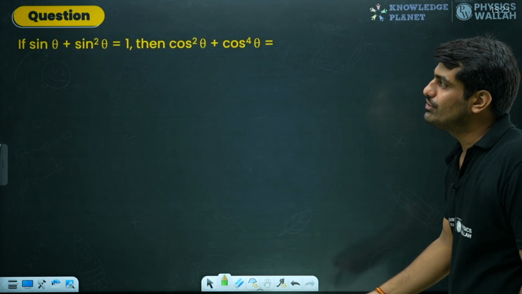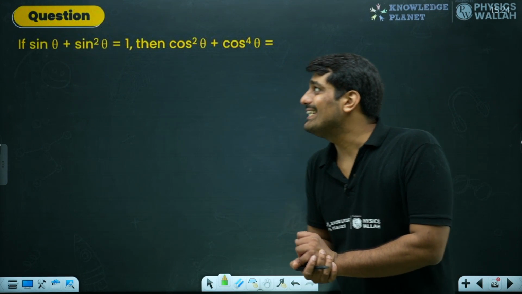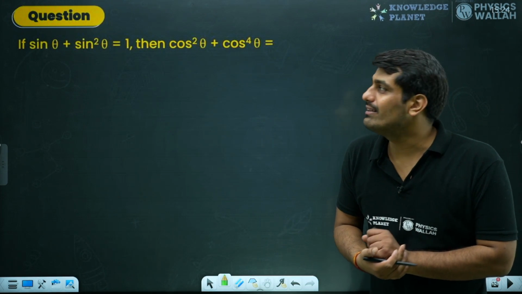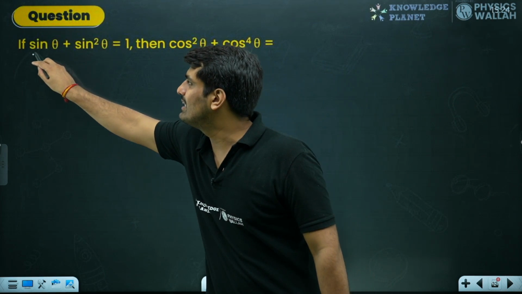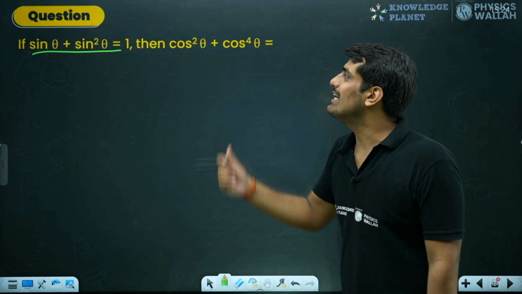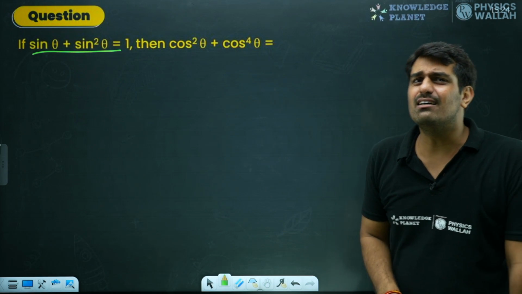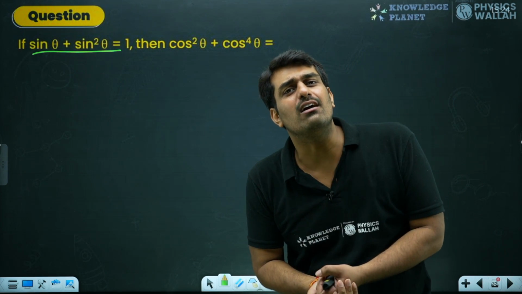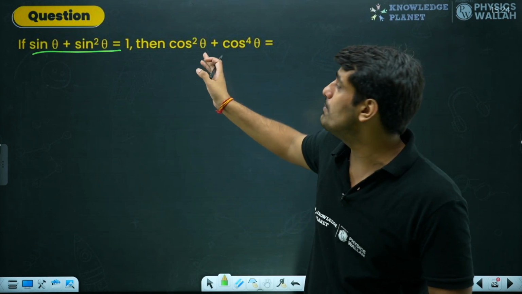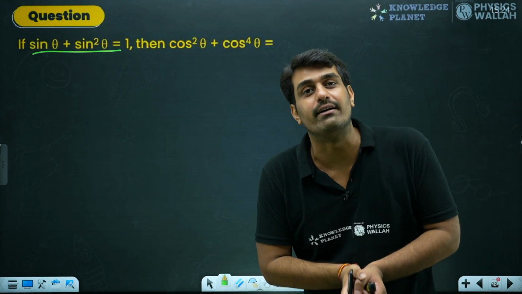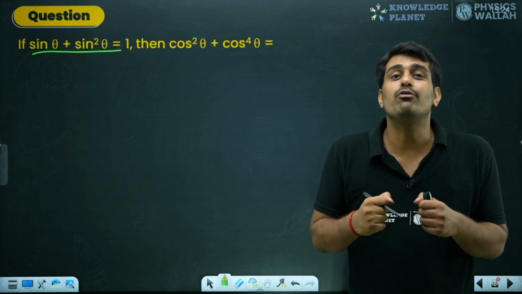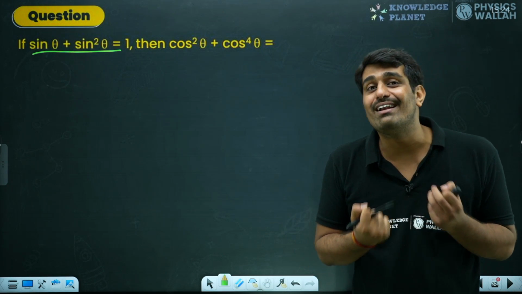Here we have the next question, which says sin theta plus sin square theta is given to you as 1. This is given to you as 1. And now they are asking for cos square theta plus cos raised to the power 4 theta. Sir, we have only dealt with square terms. They are asking for the power 4. How will we be able to do it? See, that's where you have to be more courageous while seeing the problem, while reading the problem.